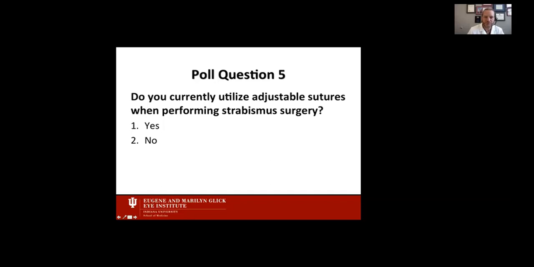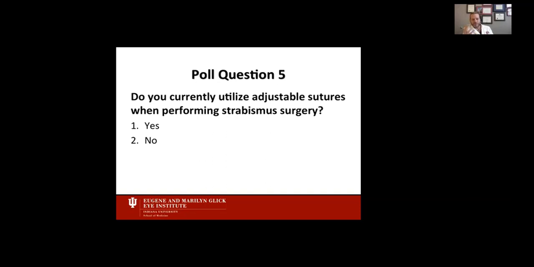Do you do adjustables? Yes or no? Pretty straightforward. And I don't think there's a right or wrong answer here. I certainly think there are a select group of patients where adjustables can be very helpful. I don't think you have to do adjustables to have good results. And sometimes doing an adjustable might actually lead to a worse result.